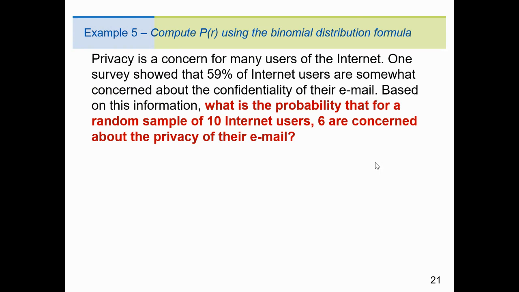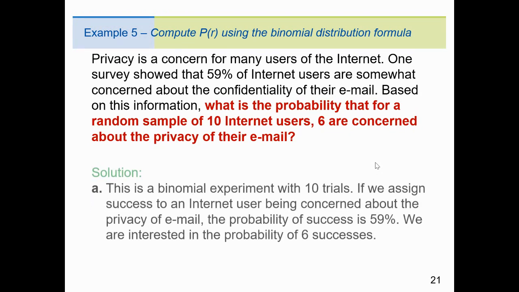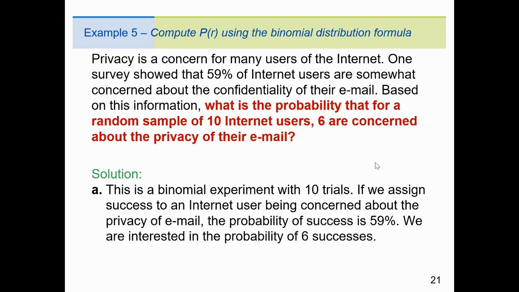Privacy is a concern for many Internet users. One survey showed that 59% of Internet users are somewhat concerned about the confidentiality of their email. Based upon this information, here's the key to the problem. What's the probability that for a random sample of 10 Internet users, 6 are concerned about their privacy? All right, it's a binomial experiment, 10 trials. We assign success to an Internet user being concerned about privacy of their email. Therefore, P is 59% or 0.59.